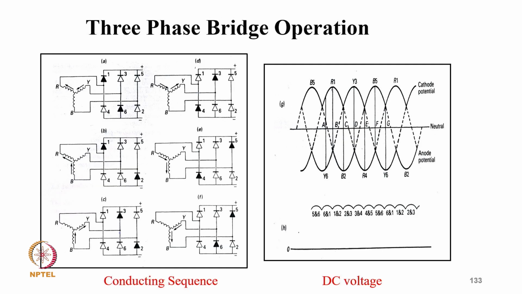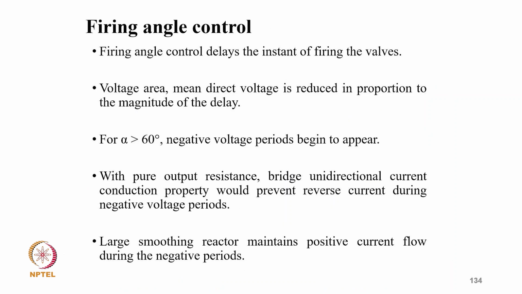These are the typical six conducting sequences without overlapping, and the output voltage of the converter corresponds to that. Firing angle control delays the instant of firing the valve, and the mean direct voltage is reduced in proportion to the magnitude of the delay. For alpha greater than 60, negative voltage periods begin to appear, and with pure resistive output, the bridge's unidirectional current conduction property will prevent reverse current during the negative voltage period. A large smoothing reactor maintains the positive current flow during the negative period.